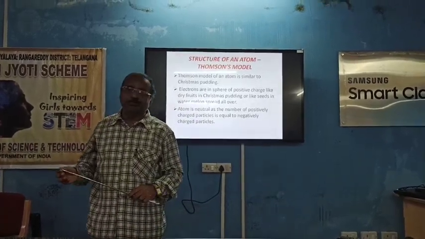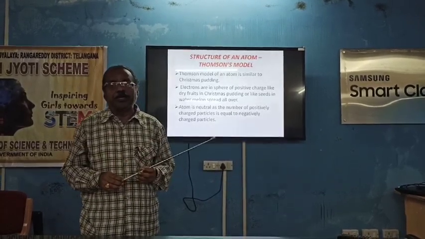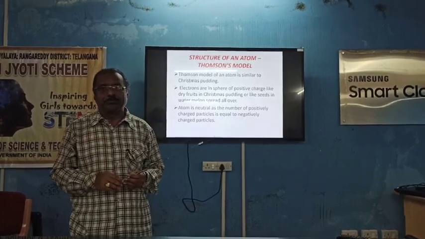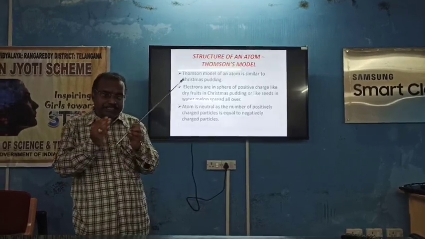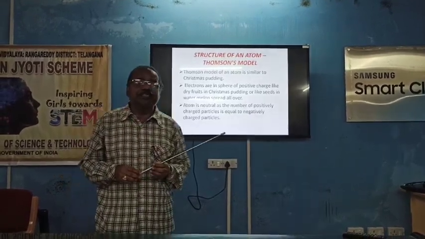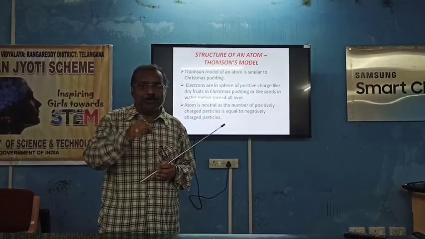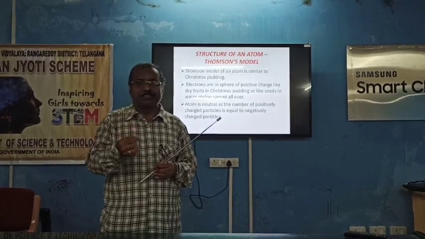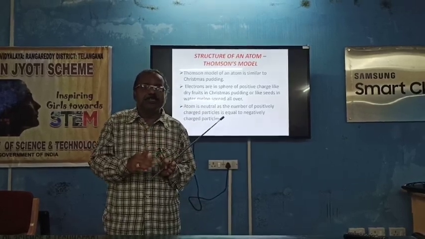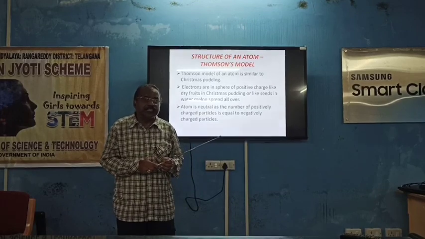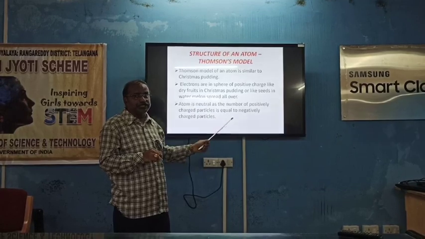Thomson proposed a model in which the atom is spherical, compared with a watermelon. Inside, the red pulp indicates the entire positive charge. The seeds are embedded in the red pulp and can be considered as electrons. In the same way, positive charge and electrons are present inside the atom. That is how J.J. Thomson proposed his model.